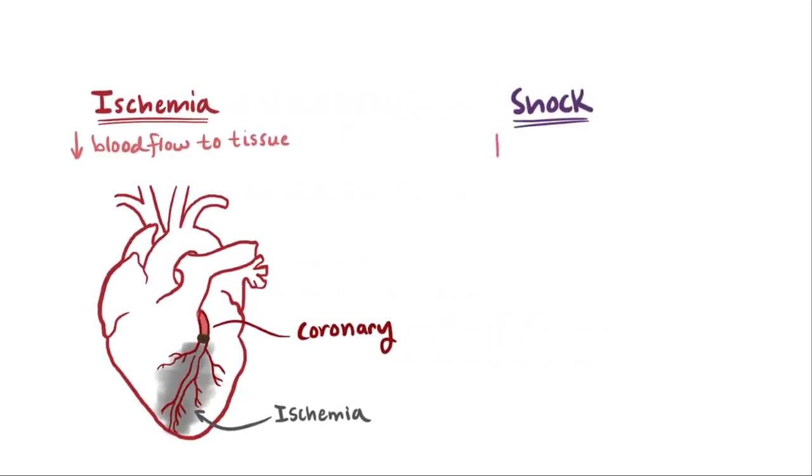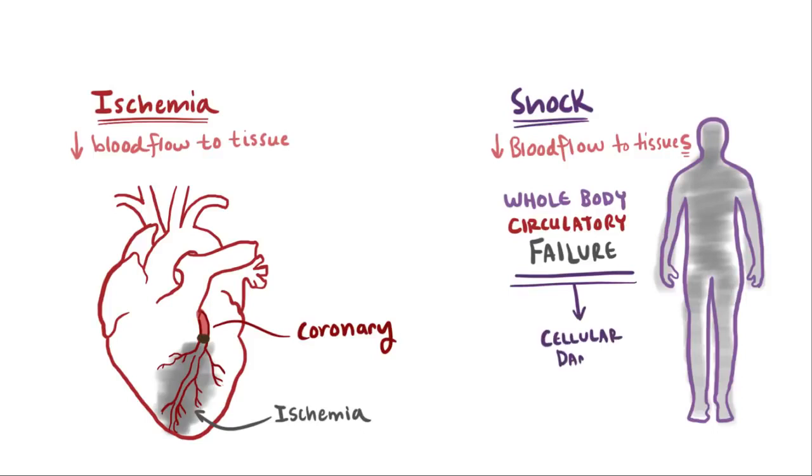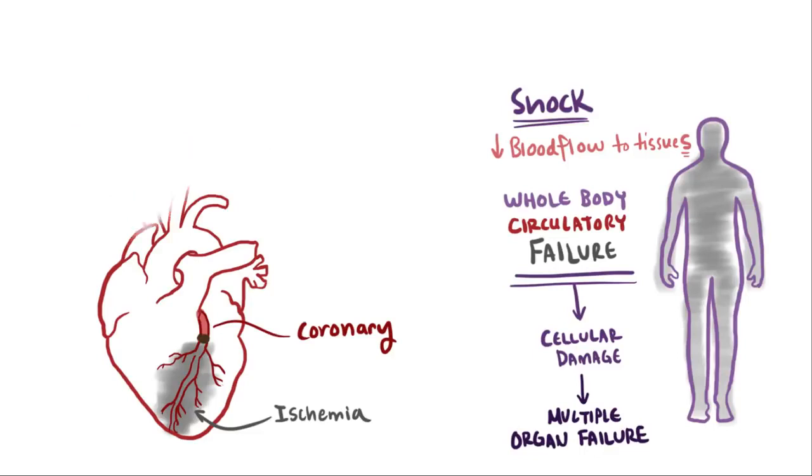Shock is like ischemia, but on a global scale. In other words, it's a whole body circulatory failure, where blood flow to tissues is dangerously low, leading to cellular injury, possibly damaging multiple organs, and even leading to multiple organ failure if not treated immediately.